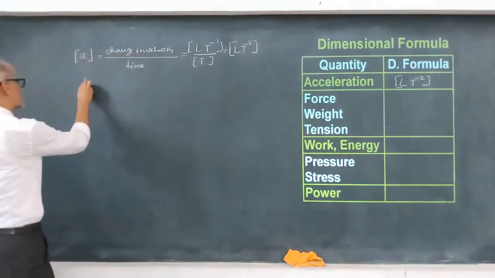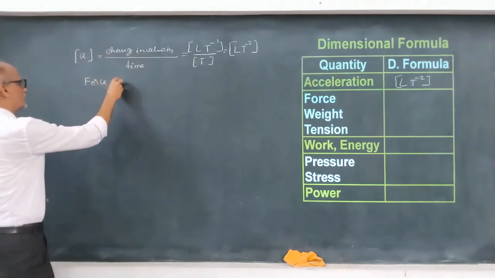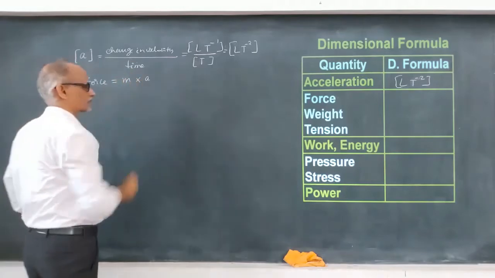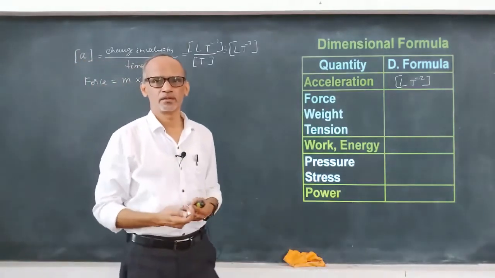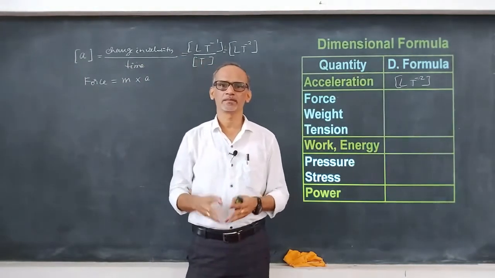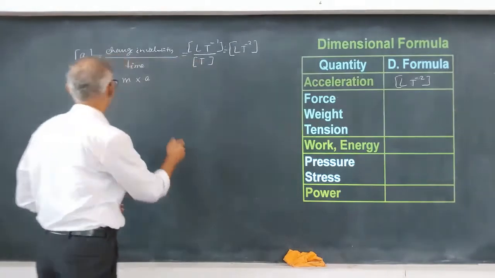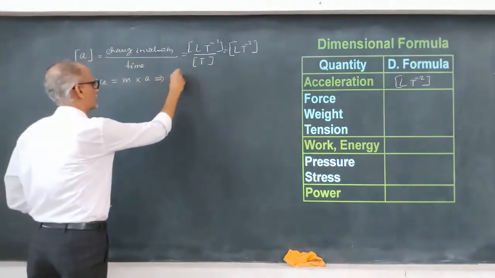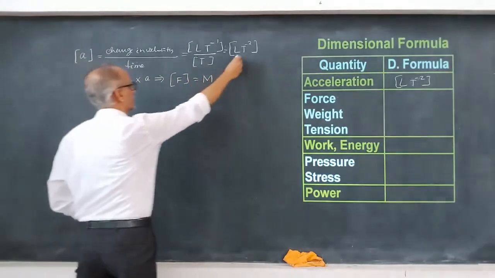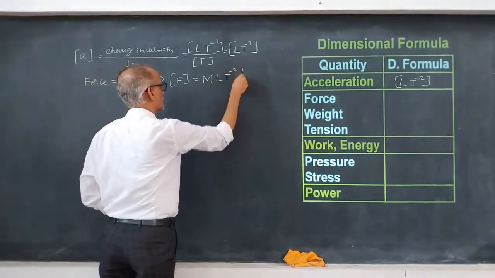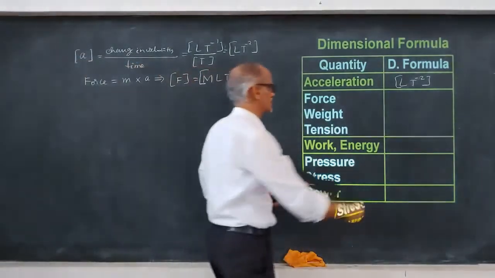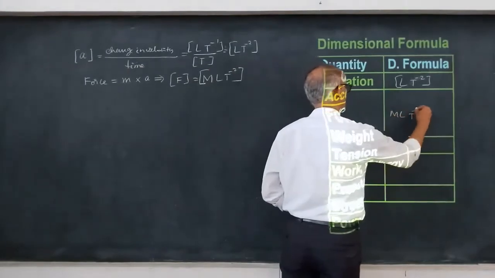How do we measure the force? The basic formula, force is equal to ma. Ma means mass into acceleration. From Newton's law of motion we know it, we can derive it, F is equal to ma. So, force symbol F, mass is m, a is acceleration, we know it already, LT minus 2. See, they are all connected, linked. So, there we are with the dimensional formula of the force, weight and tension. What is that? That is MLT minus 2.